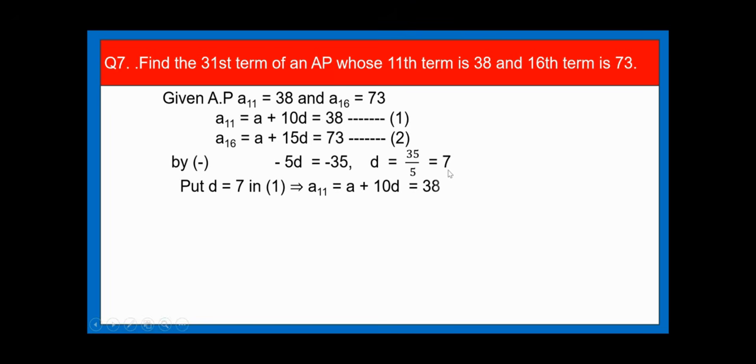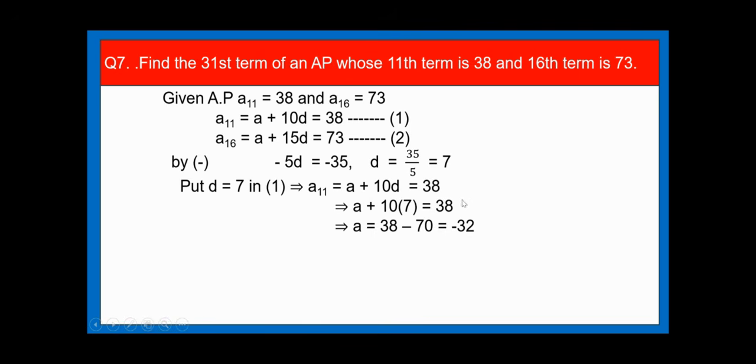Now substitute d is equal to 7 in equation 1. Equation 1 means a plus 10d is 38. Substitute d is equal to 7. A plus 10 into 7 is equal to 38, or a plus 70 is equal to 38. Take this 70 to the other side. Therefore, a is equal to 38 minus 70, that is minus 32.